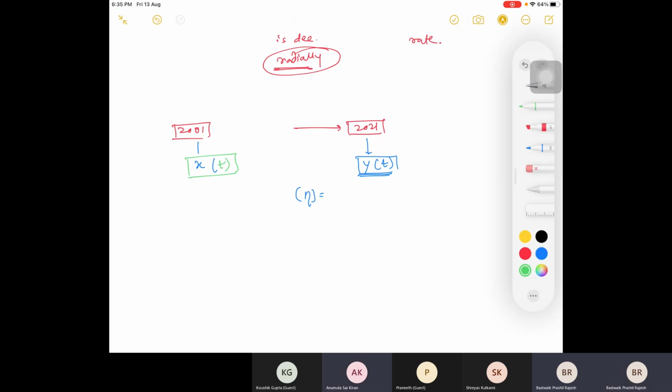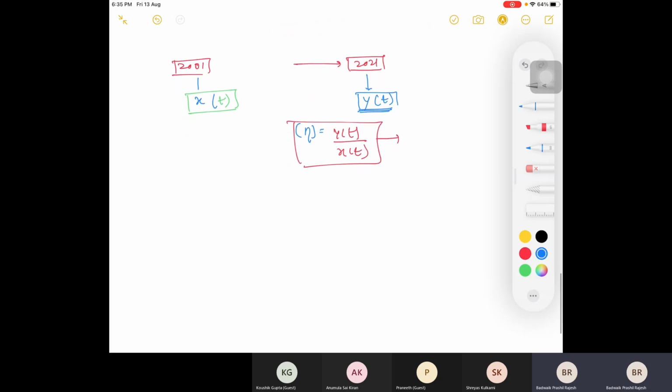Y of t divided by X of t. Right, so efficiency is what? I can define it as what is your current activity divided by what is your activity at time t equal to 0. So I'll write here y of t divided by x of t as your activity. Here I'm talking about efficiency, okay, right?